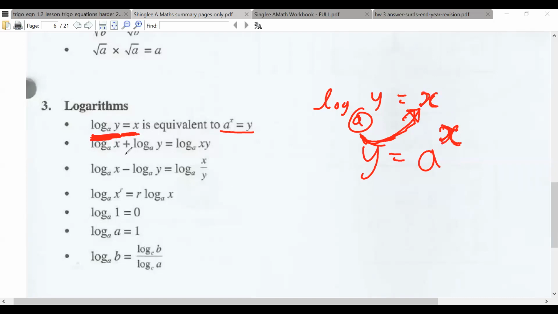Then this one is the sum rule, product to sum rule. This one is the quotient to difference rule, difference to quotient. This one is the power rule. You bring the power down. And these are the two special cases that you realized. Whenever it's a 1, you get a 0. Whenever they are the same, you get a 1. And here is the change of base.